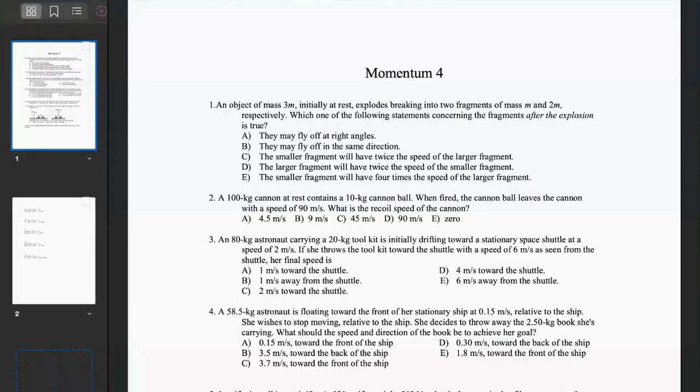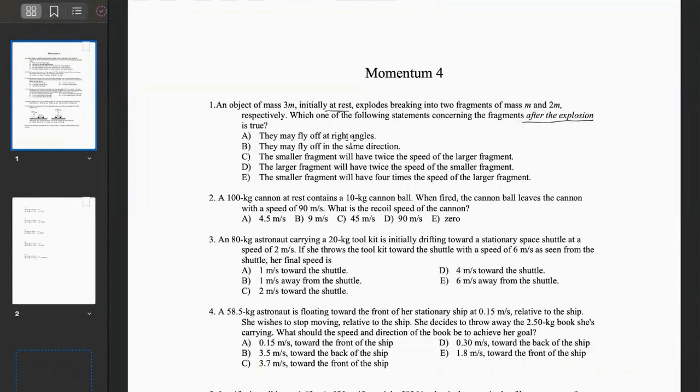So we have an object of mass 3m initially at rest, so momentum is 0. And then we have two fragments when it explodes, one of mass m1 going to the left, let's say m2 going to the right. If we have double the mass, we'll have half the velocity because we're going to maintain the same momentum. So do they fly off at right angles?